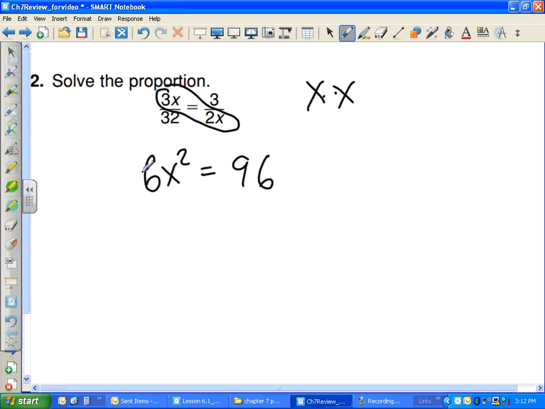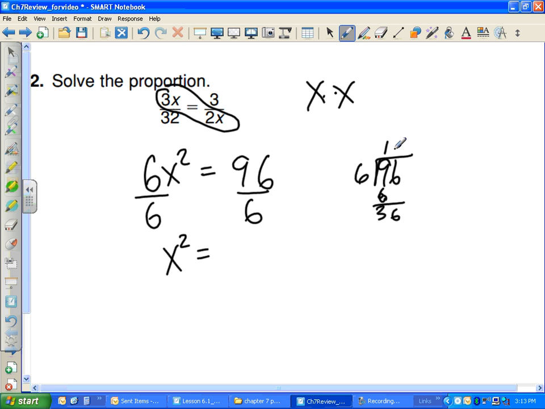Okay, now before I can do the square root, I have to actually first get rid of this 6. So I'm going to divide by 6. You get x squared equals, 6 goes into 96. I believe it's 16 times. Oh my goodness, I'm going to have to do this the long way. 6 goes into 9, 6, 3, 6, 6 goes 16, yeah, 16. Square root gets rid of this power. There's your answer. Okay, that's your proportion.